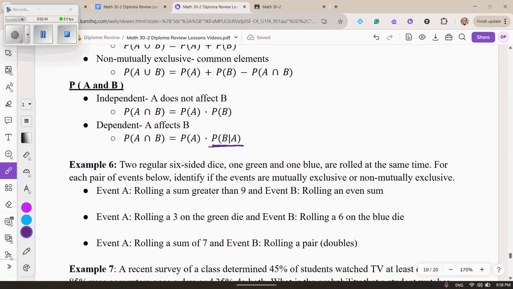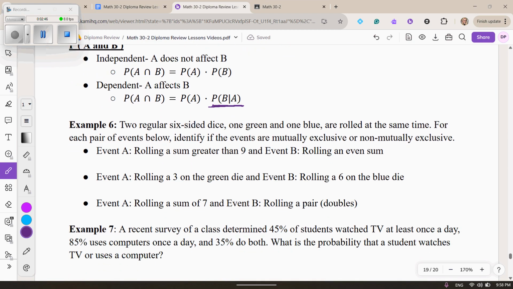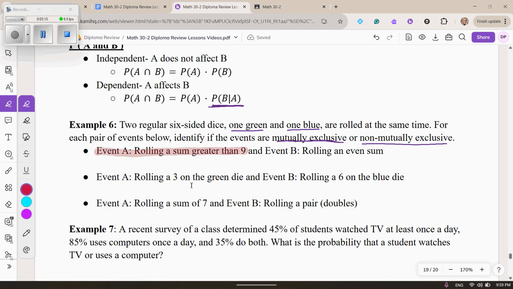Okay, so let's start with example 6. It says two regular six-sided dice, one green, one blue, are rolled at the same time. For each pair of events below, identify if the events are mutually exclusive or non-mutually exclusive. Okay, so we've got two events here. We've got event A, rolling a sum greater than 9, and we have event B, which is rolling an even sum.